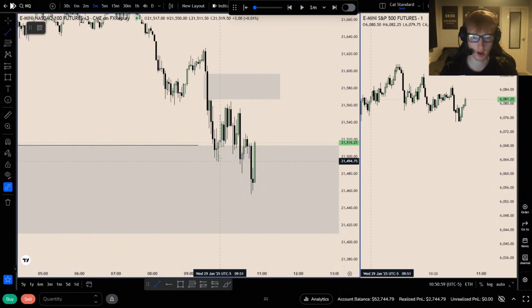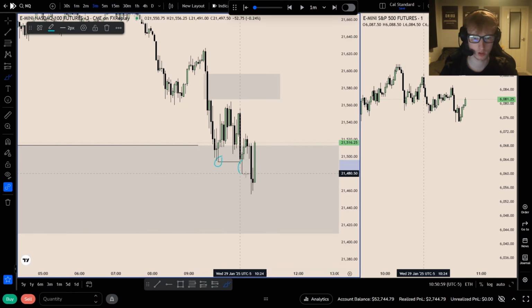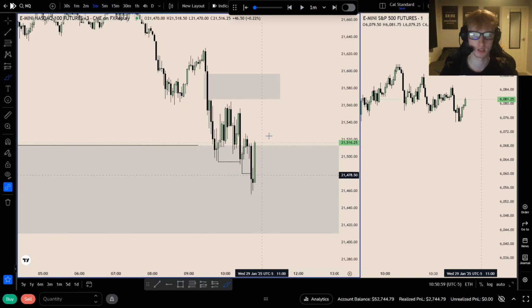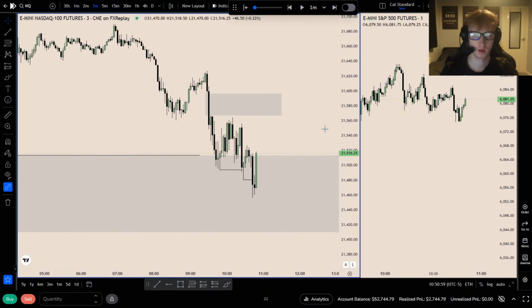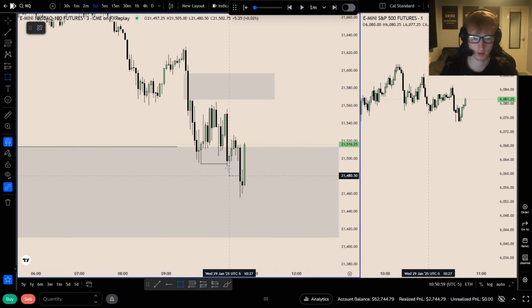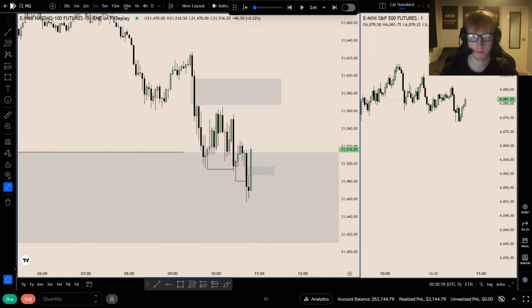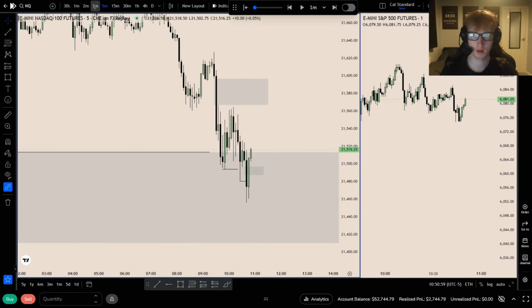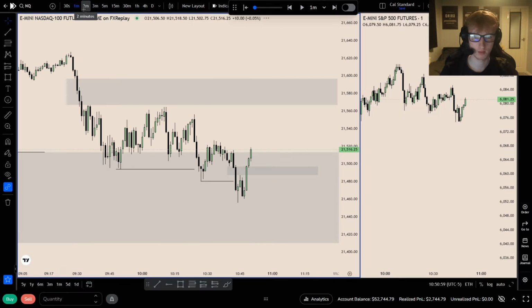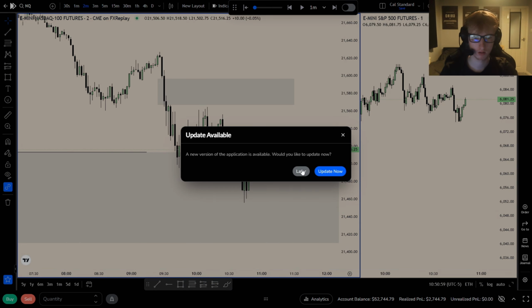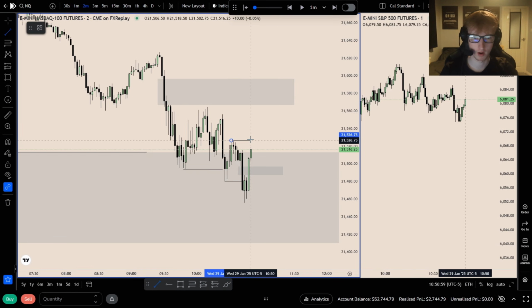So if this is 3 drives pattern, which is basically, if you don't know what it is, we just sweep the same low twice. So we've got 1, 2, 3. 3 drive pattern. This is a reversal pattern. An ICT reversal pattern. We have a 3 minute inverse fair value gap. No 5 minute. Clear break even point here. So we move stop loss to break even when we hit that high.